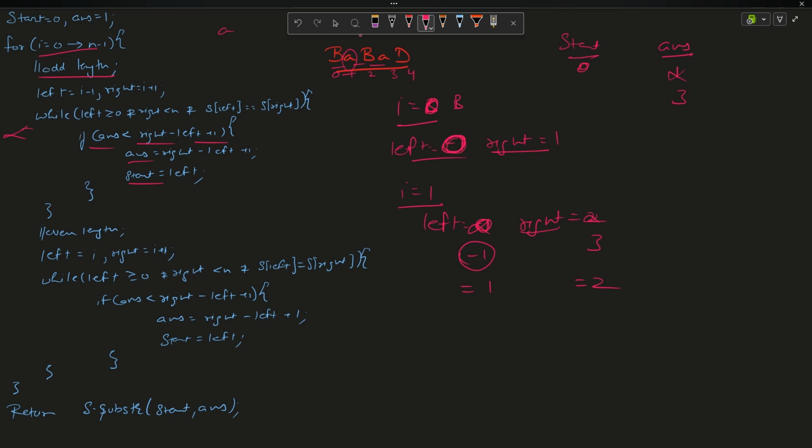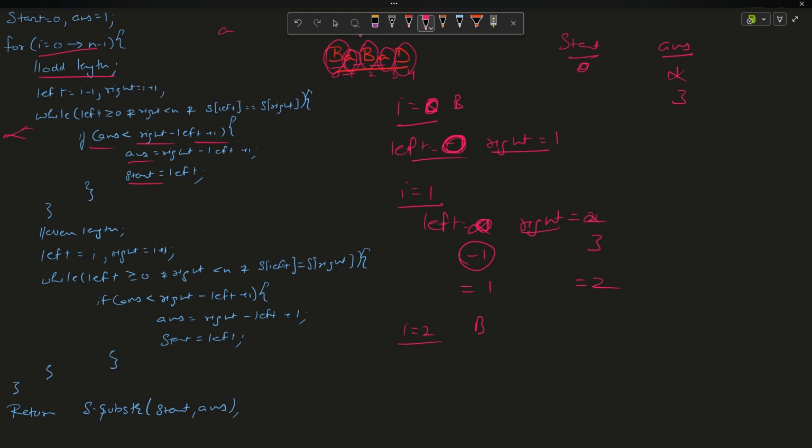Looking at I equals 2, that is B, right? I'm standing here, my left will be here, my right will be here. Is this a palindrome? Yes, but the length is still 3, not greater than 3. So I can choose not to change my answer, and I will move here. My left comes here, my right comes here.